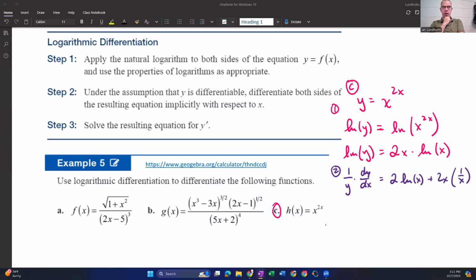And then we could solve for y prime or dy/dx. We could multiply both sides by y. And so, bringing y over to the right-hand side, remember that y is equal to x to the 2x. So I'm going to take a tiny shortcut here. I'm going to rewrite y as x to the 2x power, and that's times all of the result of this product rule.